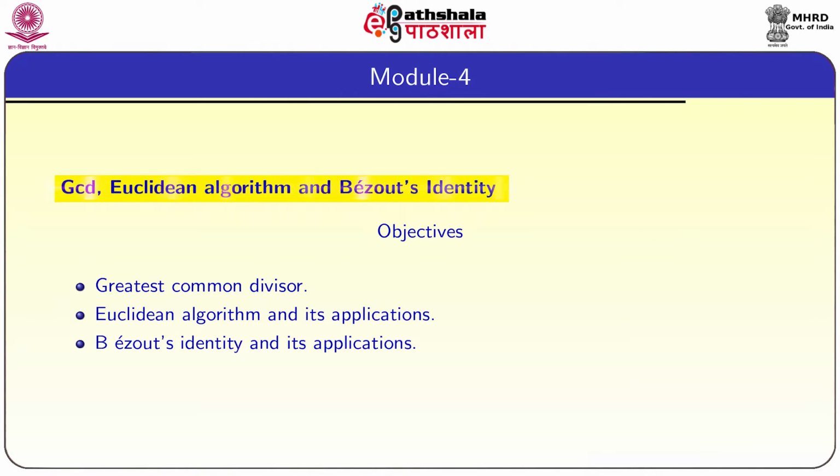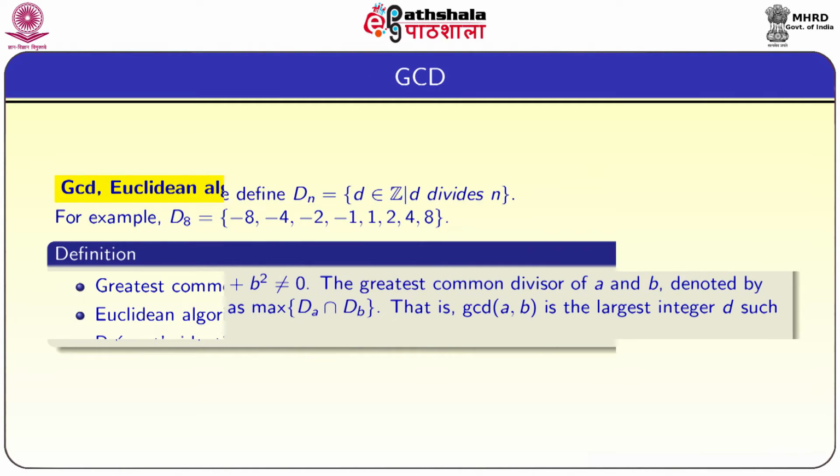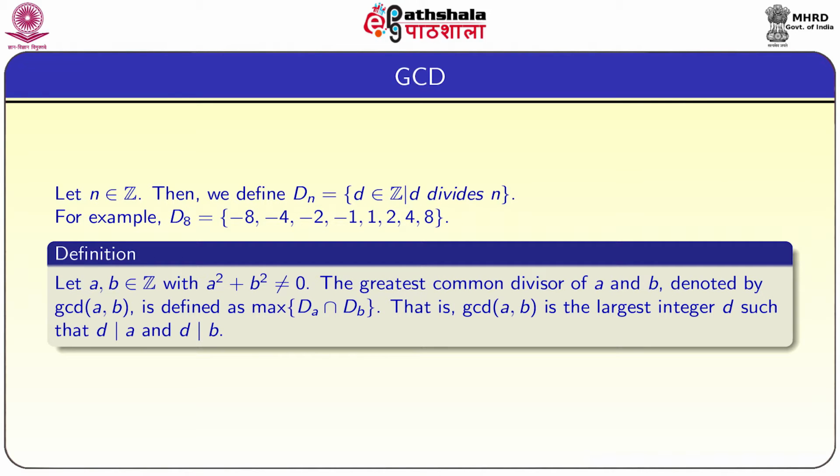In module 4 of this chapter 1, we will introduce greatest common divisor of two integers, Euclidean algorithm and its applications, Bézout's identity and its applications. First, we will define GCD of two integers.